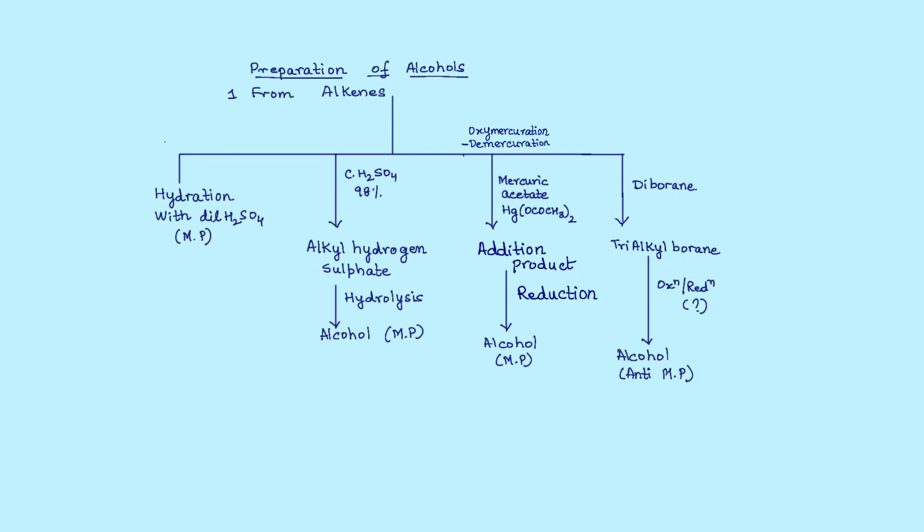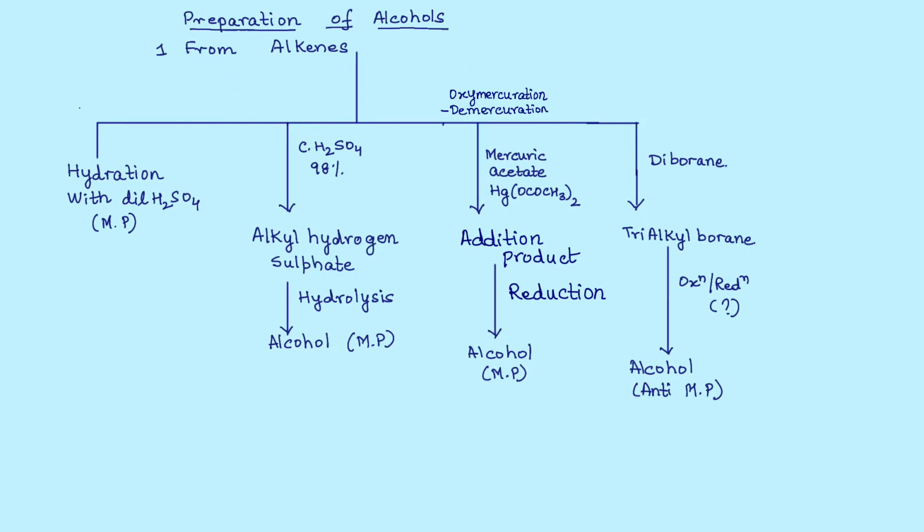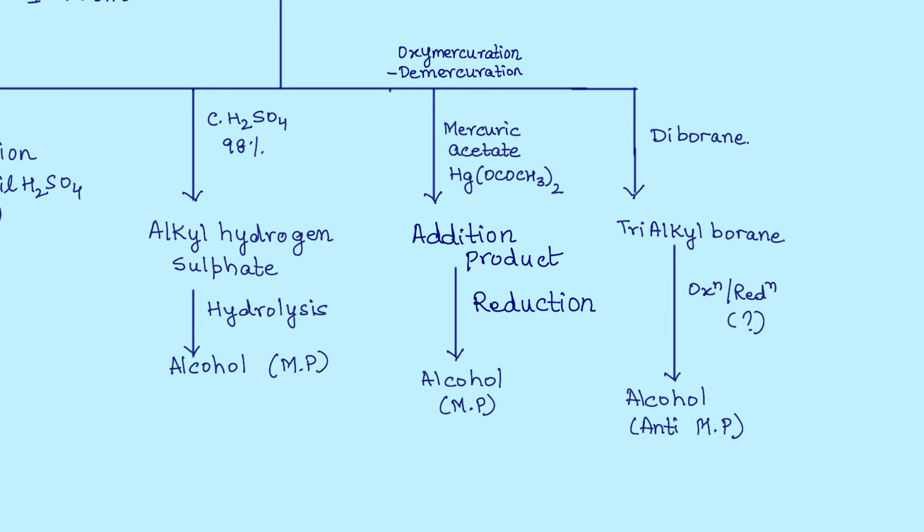The next method of preparation from alkenes involves a series of two steps. So the first one is oxymercuration followed by demercuration. Now as you can see, mercuration means something mercury is involved over here. So we have a compound of mercury, that is mercuric acetate, which is made to react with the alkene to give us an addition product.